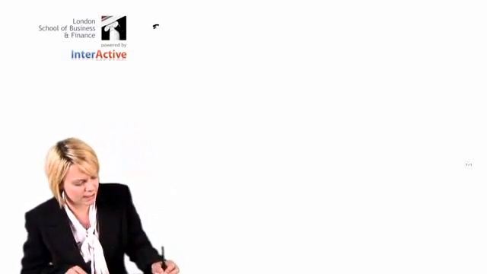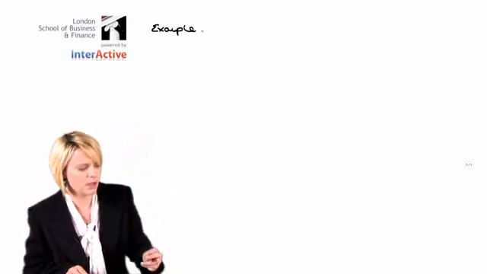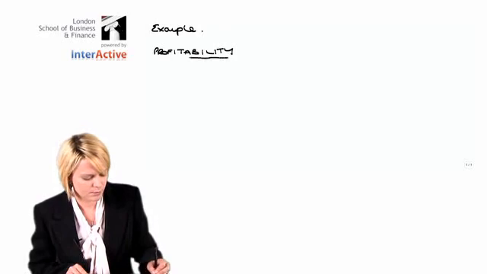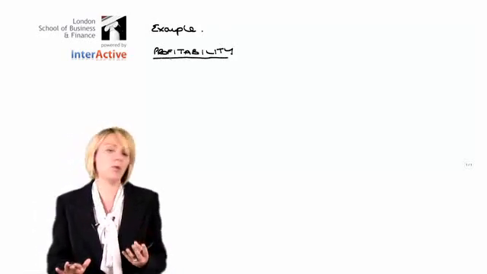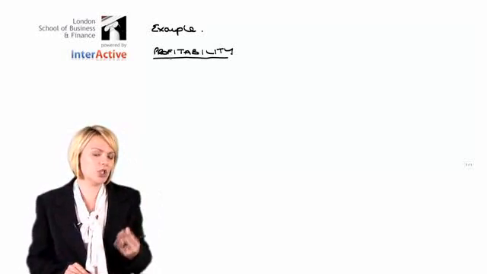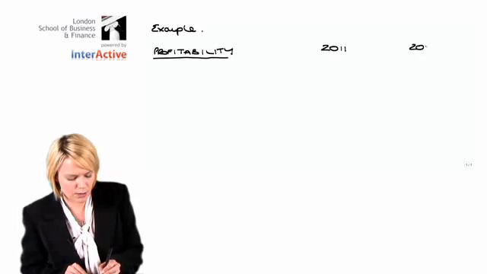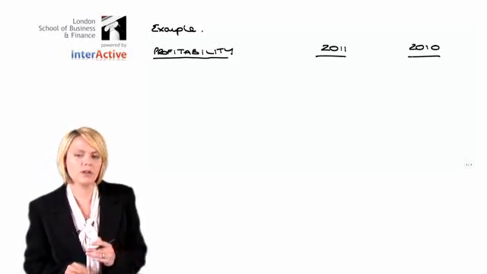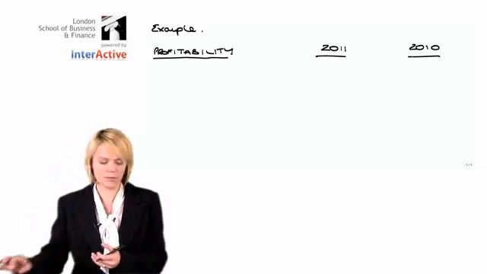Now, we're going to split our page into 3, okay, and this is for our example. The first column will be the type of ratios that we're going to calculate. And the first thing we're going to do is profitability. Okay, so that will be requirement part A. We're then going to have 2 columns for both years, 2011 and also 2010. Okay, so we're going to have 3 columns overall.